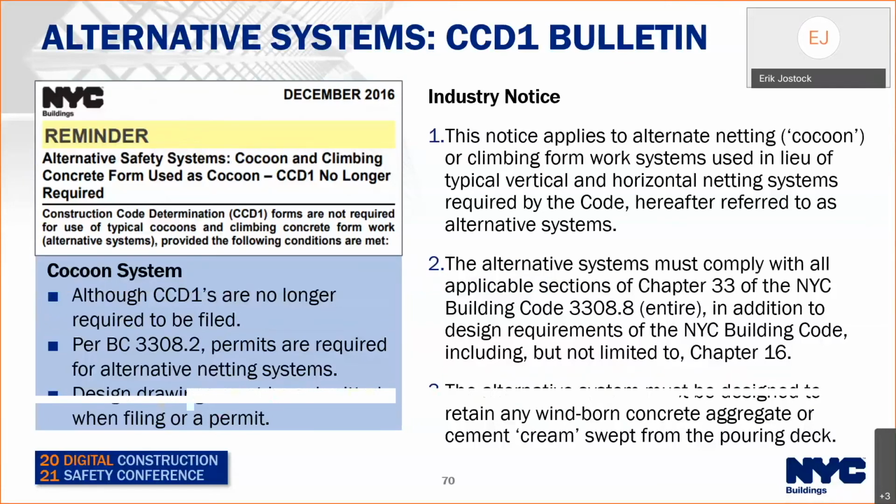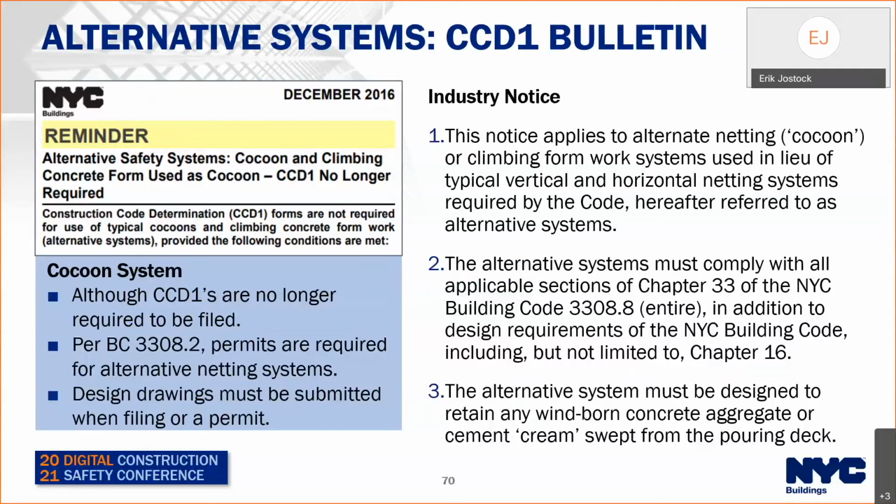This is a memo that describes the filing process for alternative safety systems. So these are systems that are proposed as an alternative system under BC 3308, protection of unenclosed perimeters. For the building code, when you propose one of these alternative systems, you would do it under a variance request or a CCD1. What this memo says is that if you meet the requirements of the memo, you don't need to submit a CCD1 anymore.